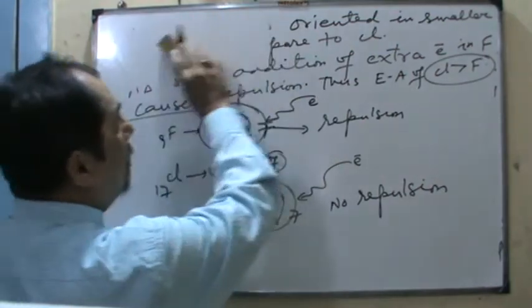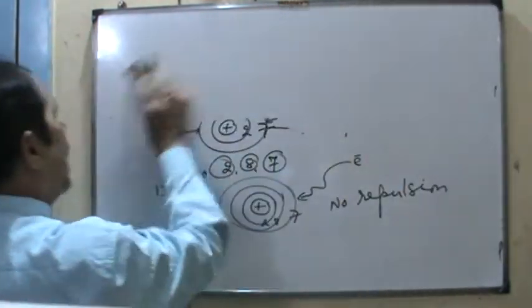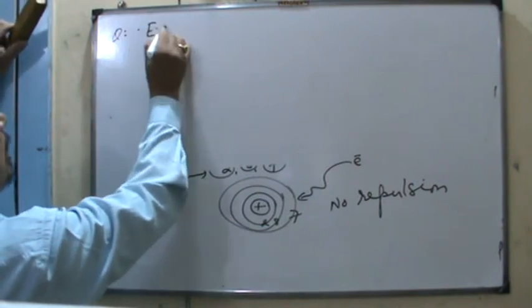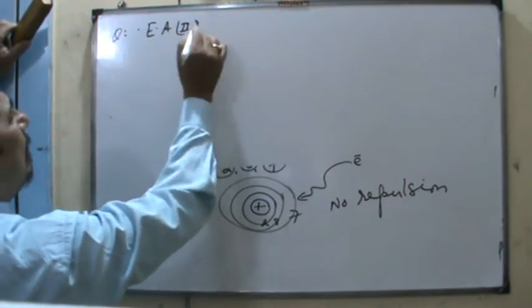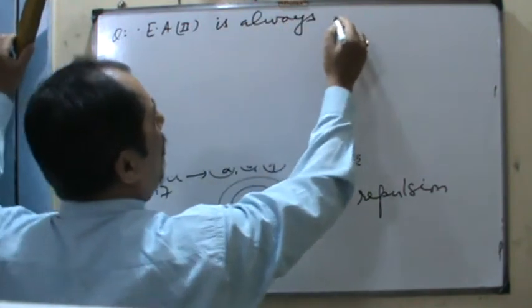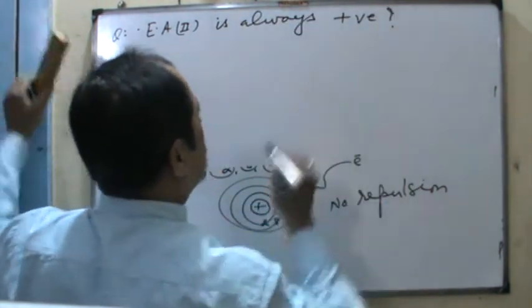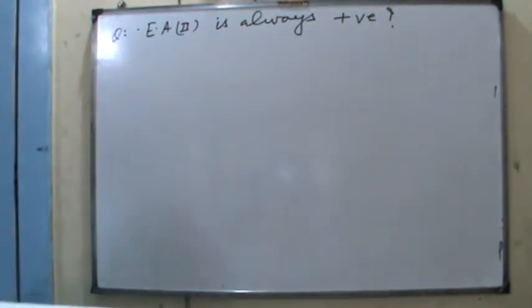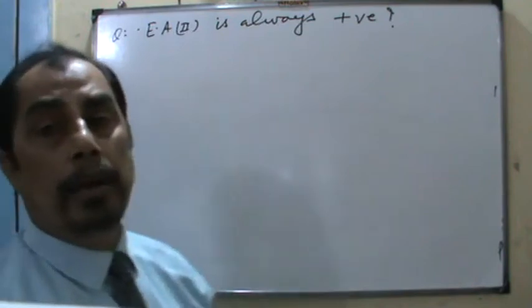But the question is, why is the electron affinity second or third always positive? This is a question. Because electron affinity second is always positive.